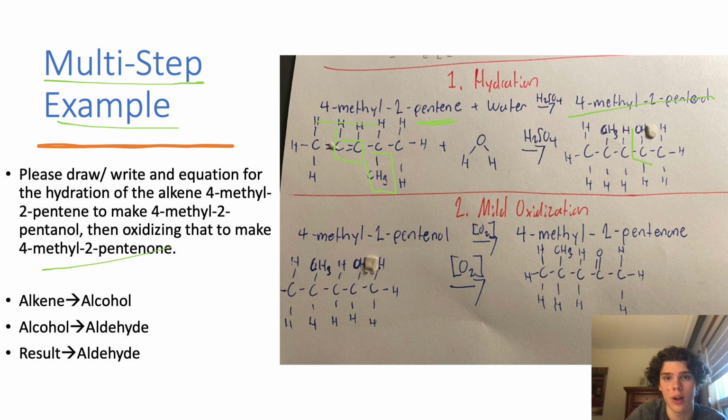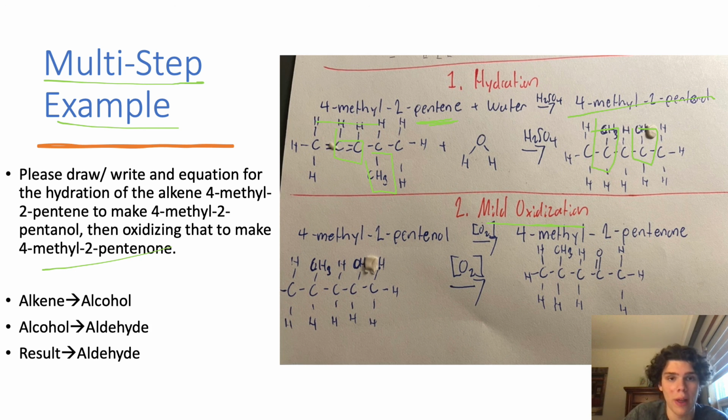So you can see here on the second carbon, we now have an OH group. On the fourth, we still have our methyl, but it's now broken the double bond, taken on an oxygen, and become an alcohol. The next step would then be to mildly oxidize this alcohol to get our final results here.